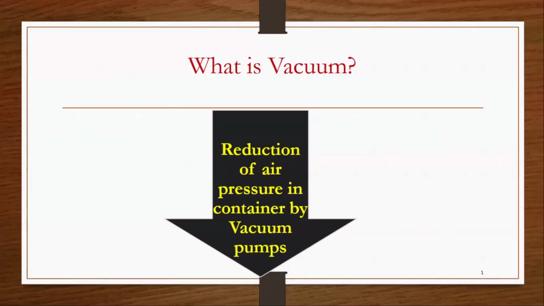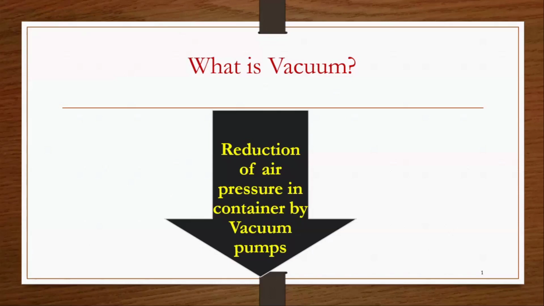So in this chapter, we are going to be studying 3 vacuum pumps and a gauge. A gauge is a device that is used for measuring the pressure. So first of all, what is a vacuum? It is the reduction of pressure in a container by vacuum pumps. So what we are going to do is how to reduce the pressure of a given assembly, of a given container, by different types of vacuum pumps, and what will be the value of that pressure.